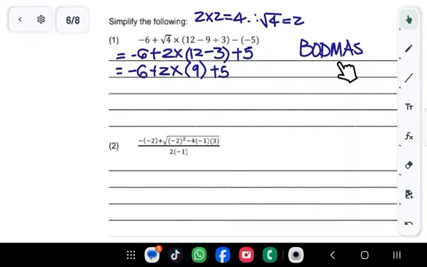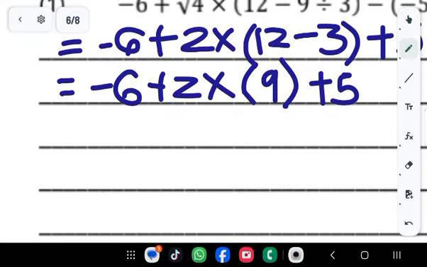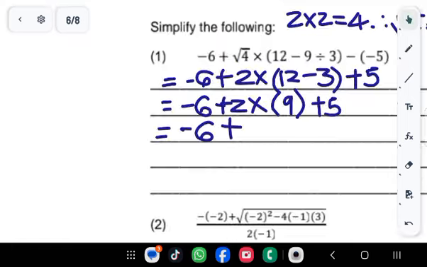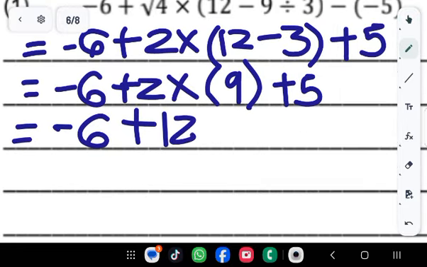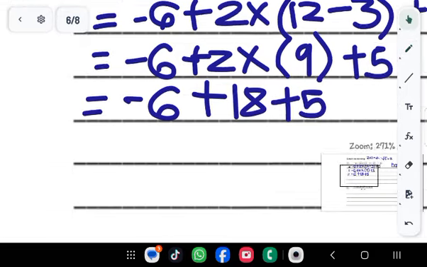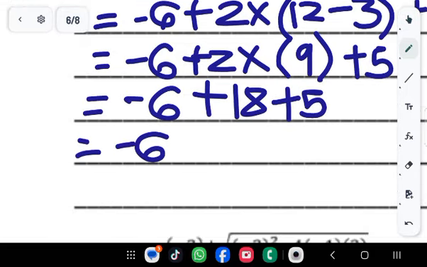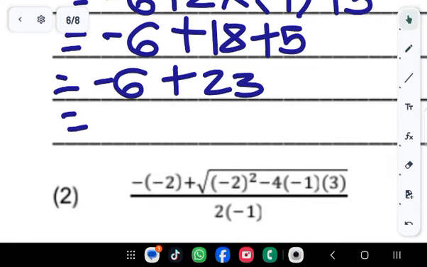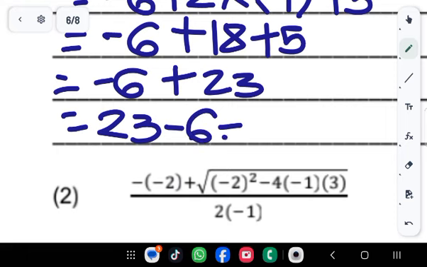We must multiply before we add or subtract. So let's multiply according to BODMAS. Minus 6 plus 12 times 2 times 9 is 18 plus 5. Now we can add before we subtract. So let's add 18 plus 5, that gives us 23. Now, negative 6 plus 23 is the same as 23 minus 6. And that gives us what? It gives us 17. And that's our answer.